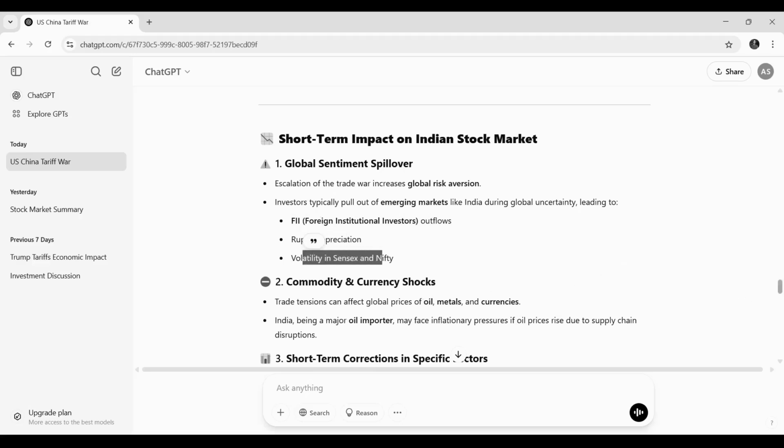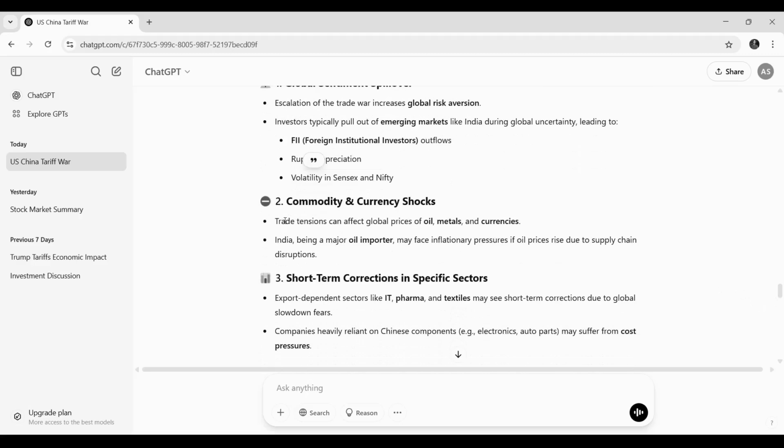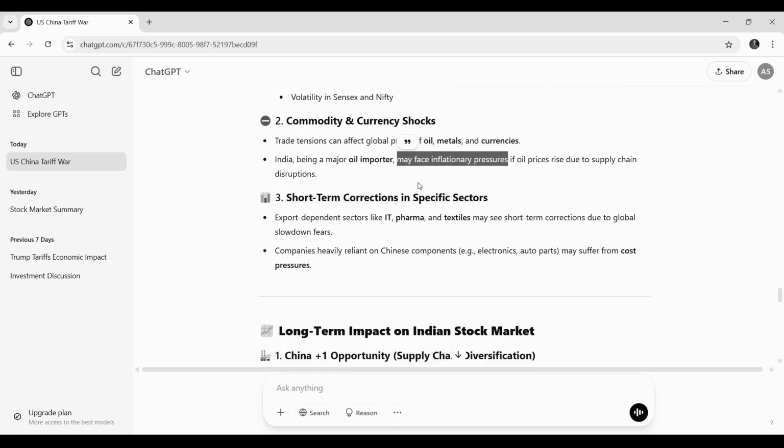Commodity and currency stocks: trade tensions can affect global prices of oil, metal, and currency. India, being a major oil importer, may face inflationary pressure if oil prices rise due to supply chain disruption. Short-term correction in specific sectors: export-dependent sectors like IT, pharma, and textile may see short-term corrections due to global slowdown fears. Companies heavily reliant on Chinese components, for example electronics and auto parts, may suffer from cost pressure.